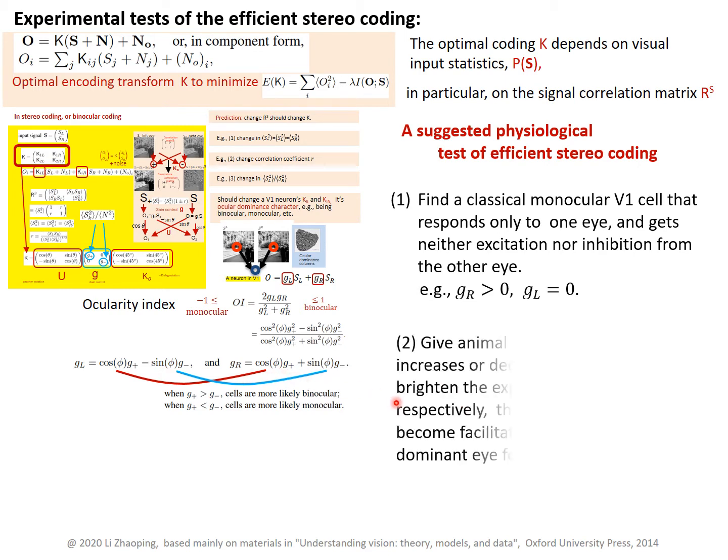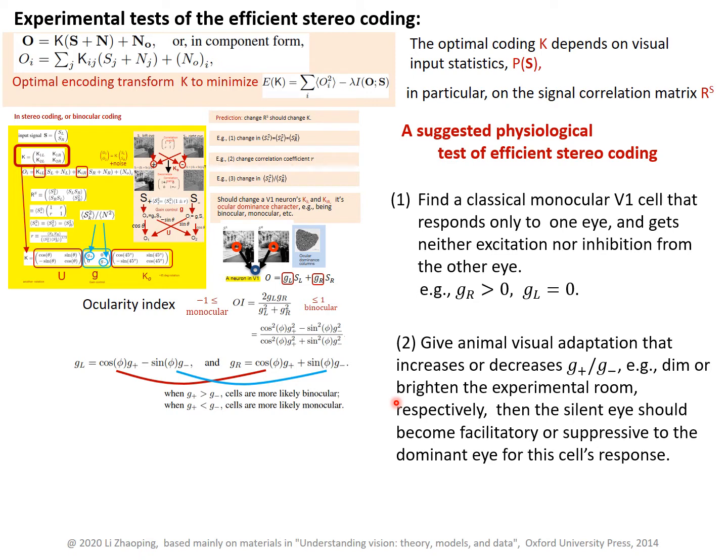So therefore the second stage is, you give the animal some visual adaptation that should increase the relative gains G plus over G minus, or decrease it. You can do that by, for instance, dimming or brightening the experimental room respectively. Then the silent eye should become facilitatory or suppressive, depending on whether you dim or brighten the room, to the dominant eye for this particular neuron's activities.